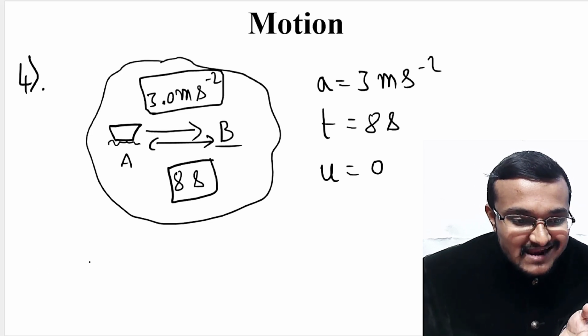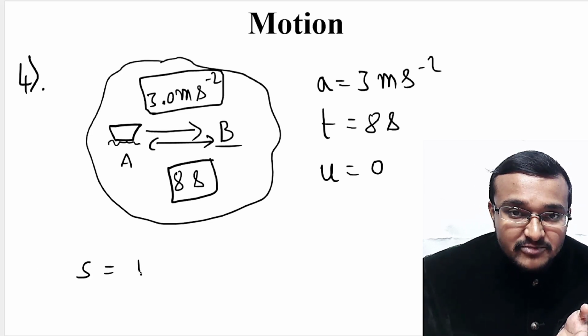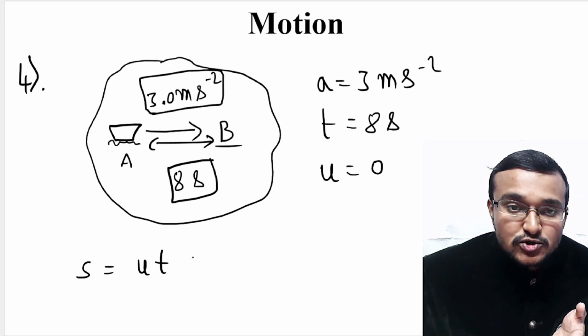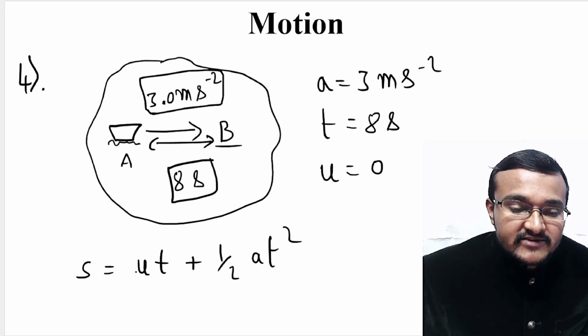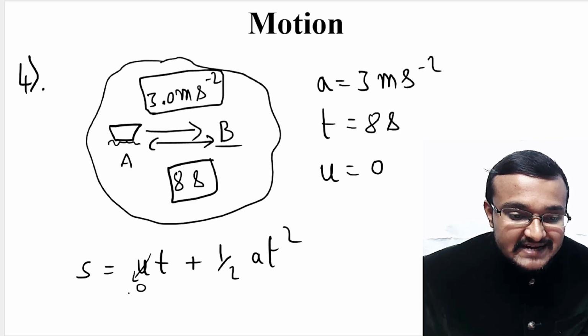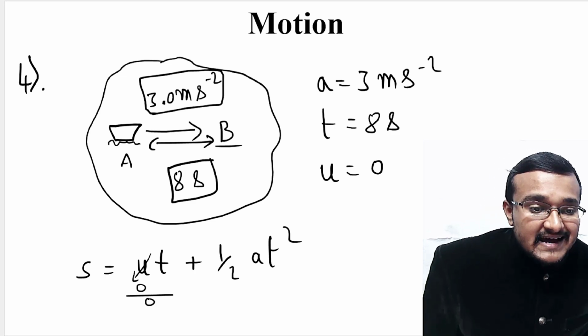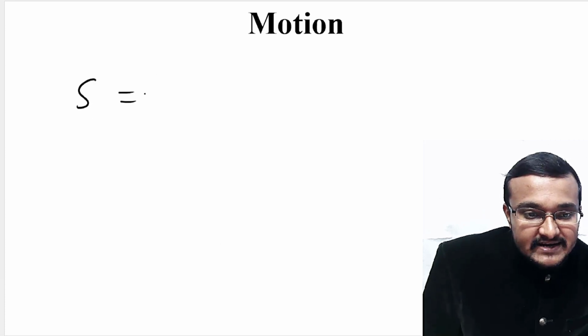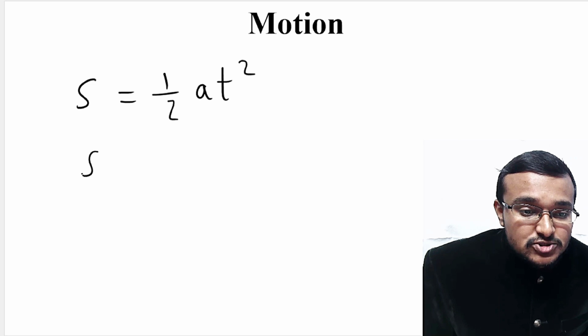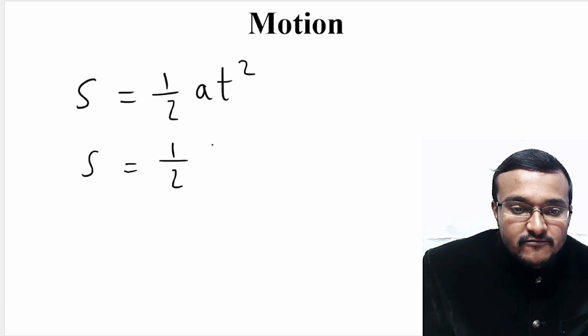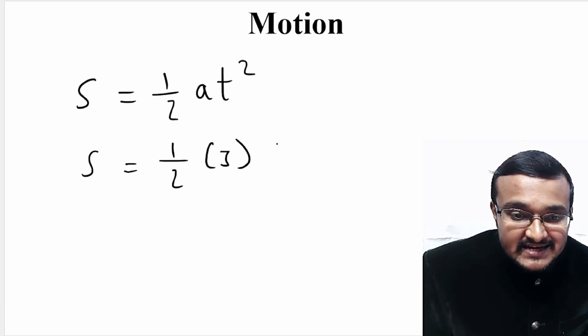So to calculate the total distance, we have one particular equation, that is S is equal to ut plus half at square. Here we know that u is 0, so this entire term becomes 0. That means S will be equal to half at square. What is the acceleration? That is 3 meter per second square.